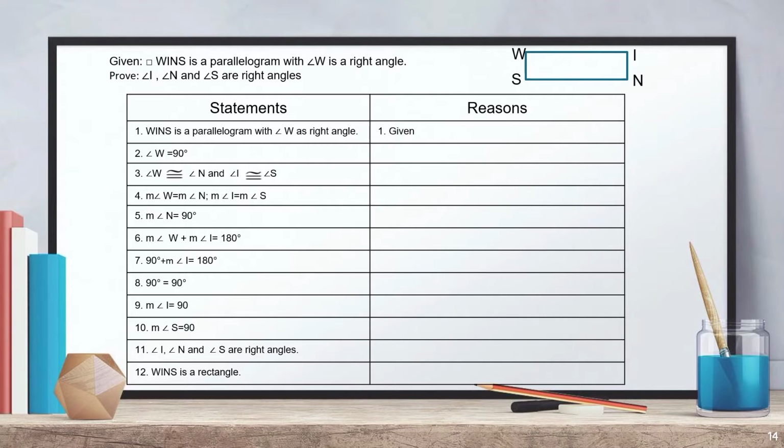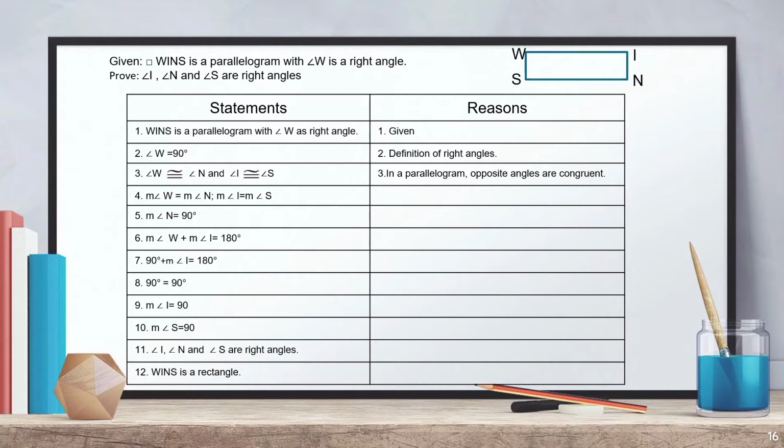Now your statement number 2 must be connected with your statement number 1. So statement number 2, you have there, angle W is equal to 90 degrees. Reason, we have definition of right angles because it is stated in the given that angle W is a right angle, so therefore it measures 90 degrees. Statement number 3, you have there angle W is congruent to angle N and angle I is congruent to angle S. Reason, in a parallelogram, opposite angles are congruent.